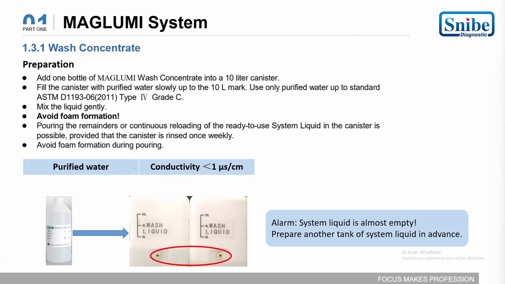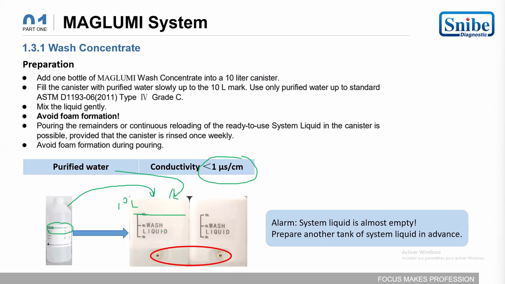So we said for the preparation of the wash liquid, we use the wash concentrate bottle containing 714 microliters. We can pour all the concentrated wash into the 10-liter tank, and then we add purified or distilled water until we reach 10 liters. Make sure the conductivity is good, less than 1 microsiemens per centimeter, then mix, and wait until there are no bubbles inside.